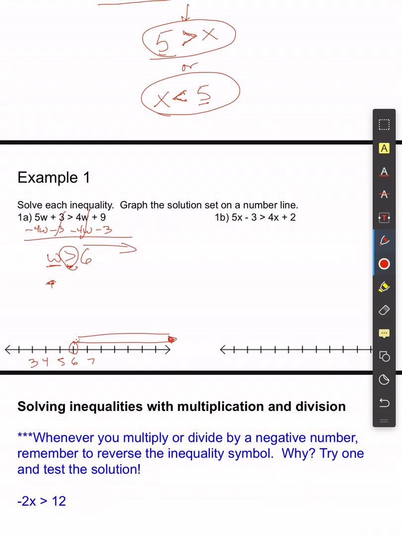So let's do this one. I'm going to subtract 4x from both sides, and I'm going to add 3 to both sides. This goes away, this goes away. 5 minus 4 is 1x, which is greater than 2 plus 3, which is 5. So we say x is greater than 5. Okay, so 3, 4, 5. 5's right here. This is not or equal to, so we're going to have an open circle, and we're going to go to the right. All right, so that is example 1.